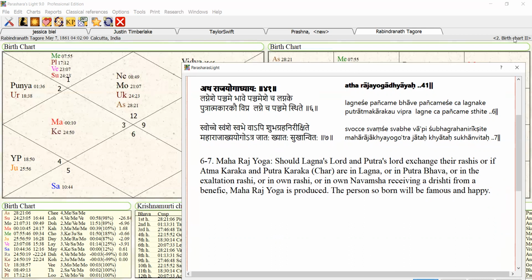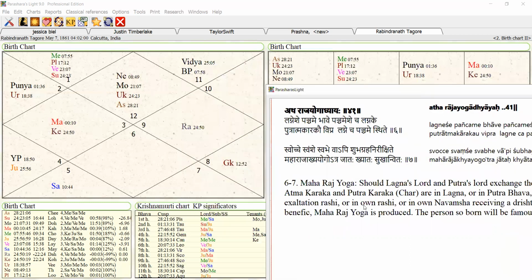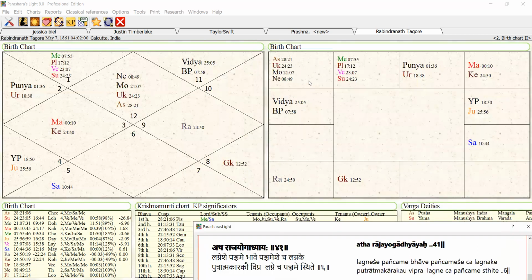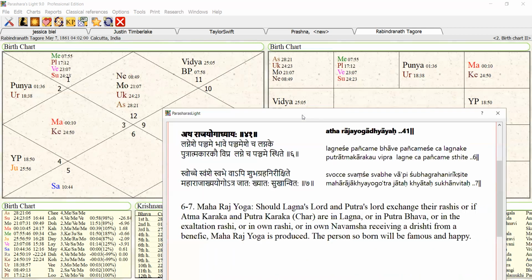So let's take a look at this chart. What do we have here? We have the Lord of the first and the fifth, and the Lord of the fifth and the first. Hello, ladies and gentlemen, we have a full, massive Raja Yoga. Why do I say massive? Because in Sanskrit, there is no punctuation, no periods, exclamation points.